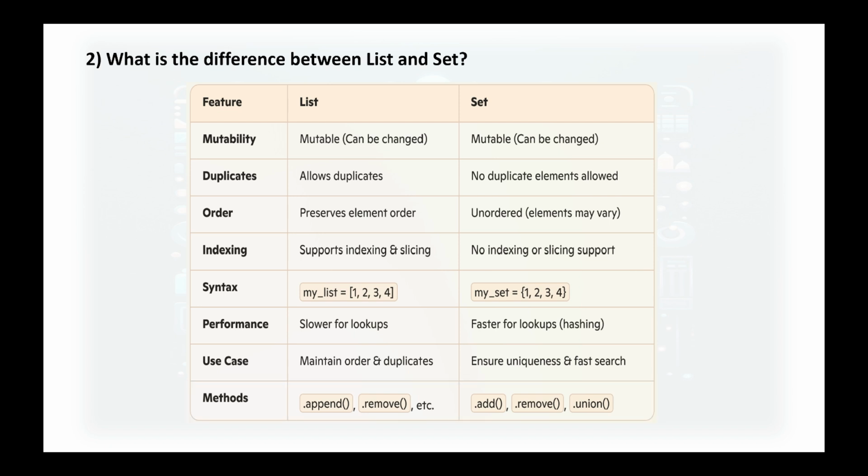In conclusion, lists are ordered collections that allow duplicates and offer flexible indexing and slicing capabilities, while sets are unordered collections that only store unique items and are optimized for quick membership testing and set operations.